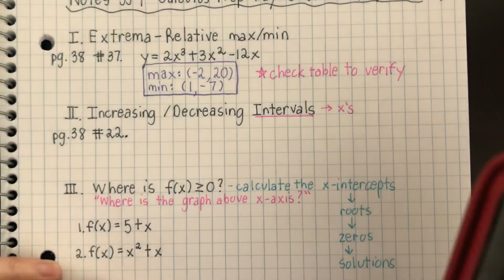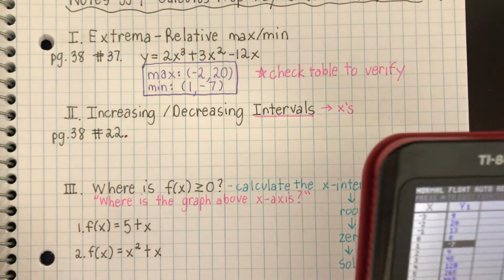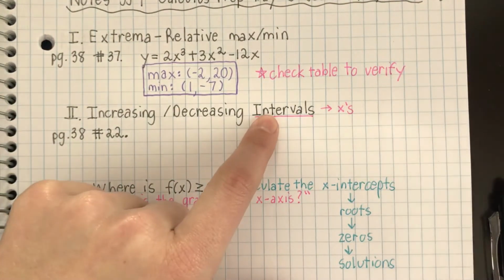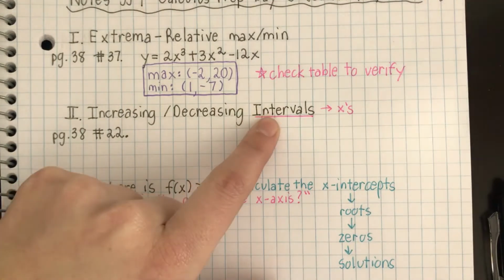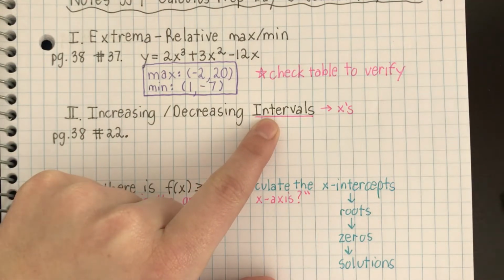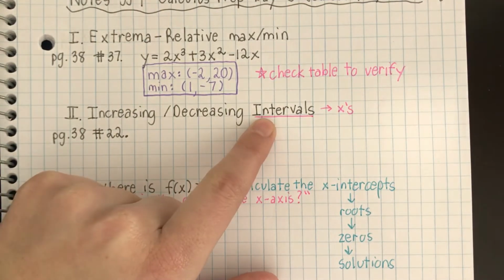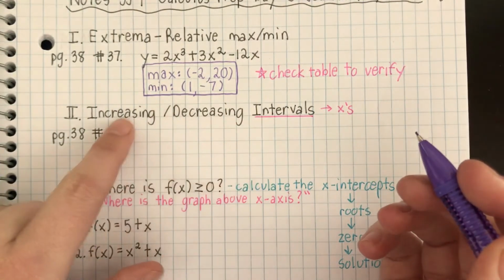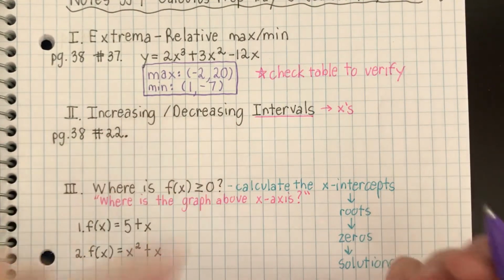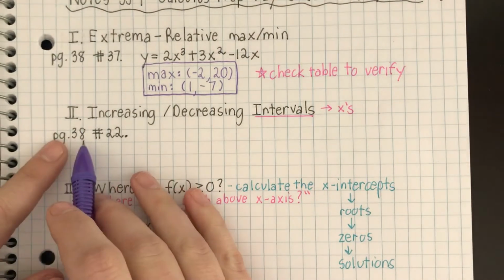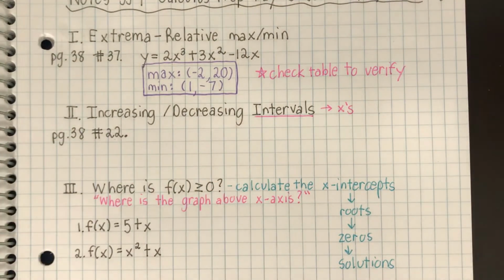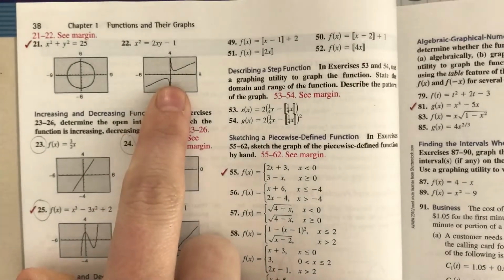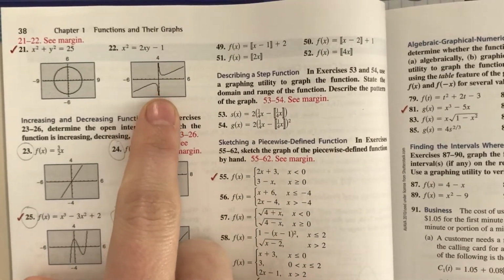So next would be increasing and decreasing intervals. When I say the word intervals, I mean x's. Okay, so you want to give the x values for which the graph is increasing or decreasing. So we're going to look at page 38, number 22. I'm going to try and bring it on over. Okay, so this right here is number 22 on page 38.